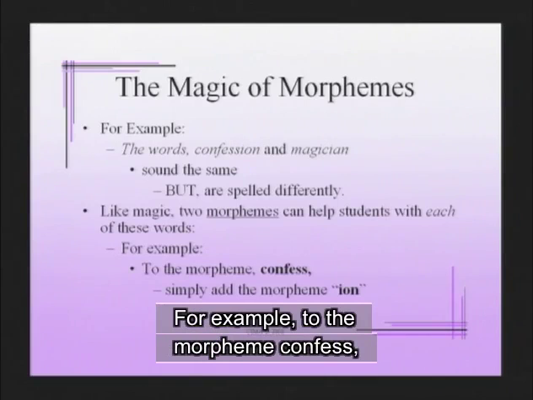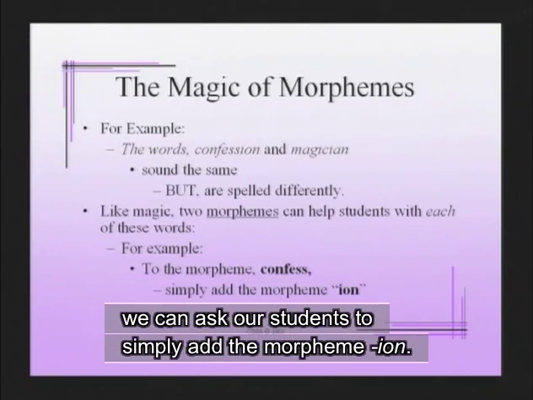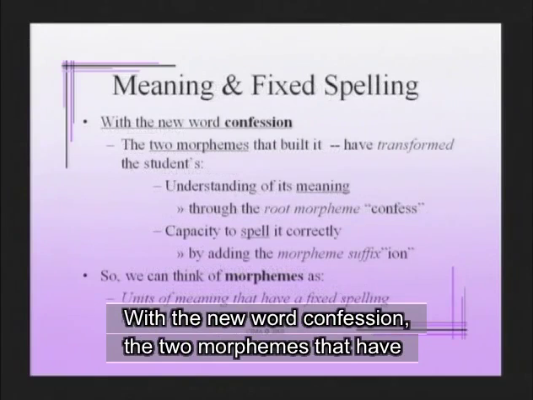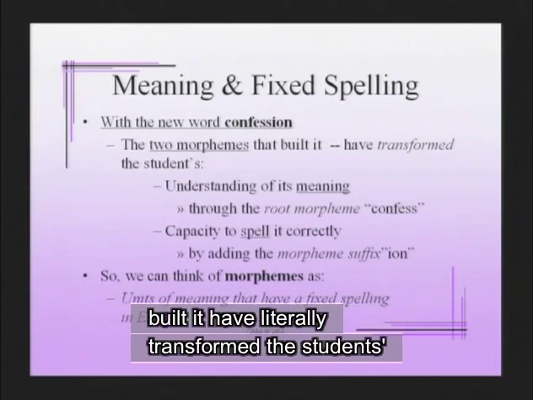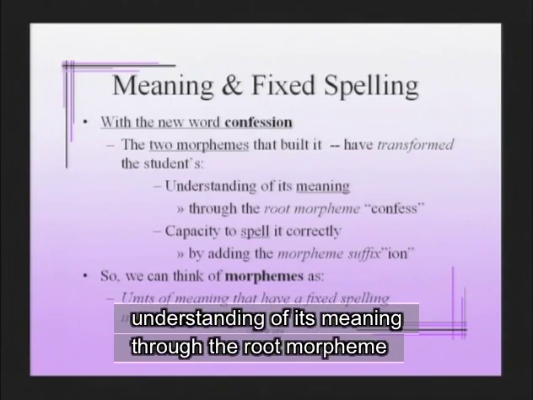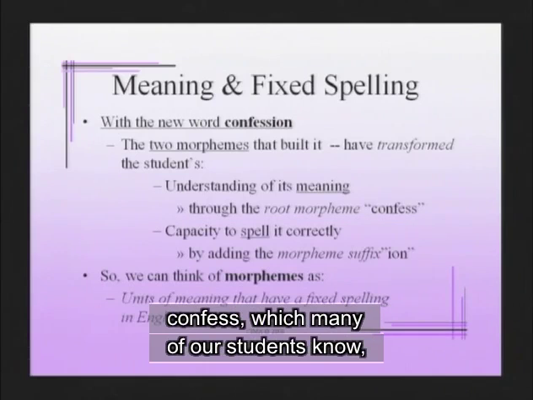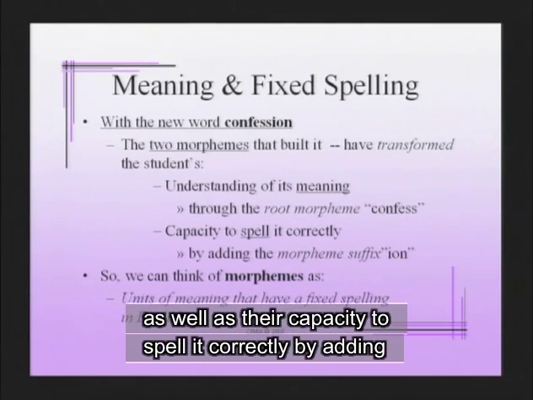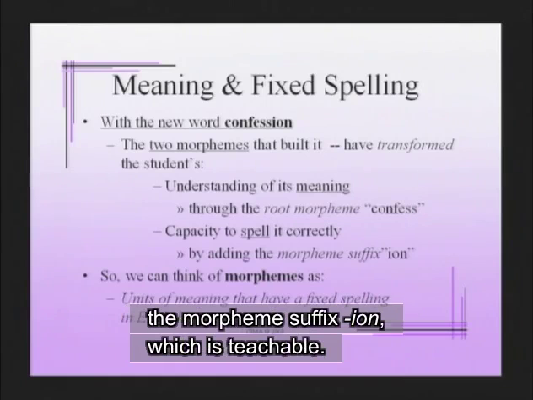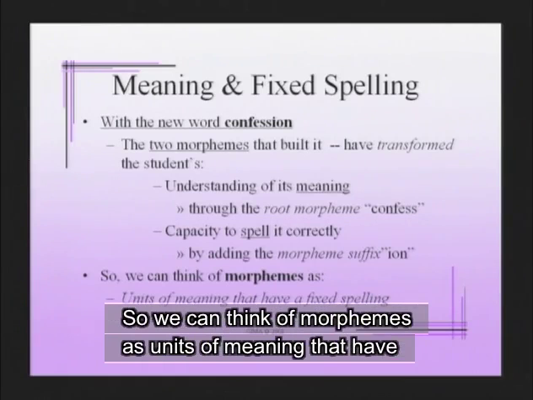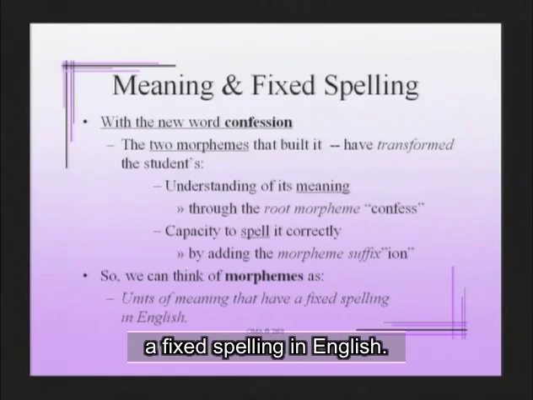For example, to the morpheme confess, we can ask our students to simply add the morpheme ION. With the new word confession, the two morphemes that have built it have literally transformed the student's understanding of its meaning through the root morpheme confess, which many of our students know, as well as their capacity to spell it correctly by adding the morpheme suffix ION, which is teachable. So we can think of morphemes as units of meaning that have a fixed spelling in English.